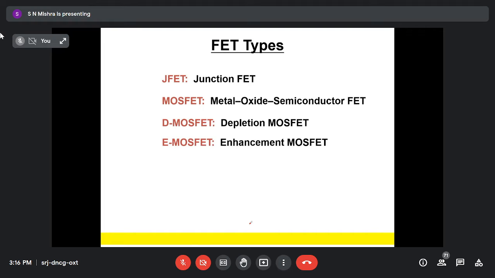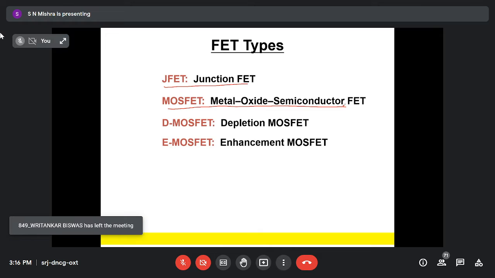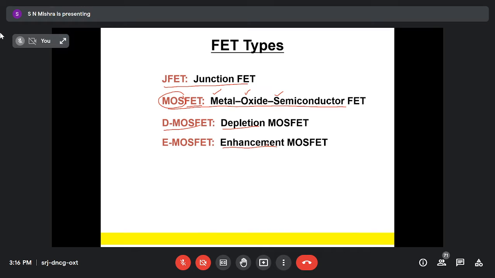So basically, FETs are of two types. One is junction field effect transistor, another one is metal oxide semiconductor field effect transistor. So junction field effect transistor is called JFET, and metal oxide semiconductor, M for metal, O for oxide, S for semiconductor, combine to form MOS, then field effect transistor. Again, this MOSFET is classified in two categories. One is depletion type MOSFET, which is known as D MOSFET, and another one is enhancement type MOSFET, which is called E MOSFET.